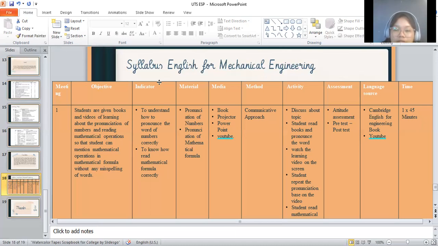And for the activity, the first is to discuss the topic, and then students read books and pronounce the words. After that, watch the learning video on the screen, and then students repeat the pronunciation based on the video. And after that, students try to read mathematical formulas. And for the assessment, the first is attitude assessment, and after that we have pre-test and post-test assessment. And for the language source, we have the Cambridge English for Engineering book and YouTube. And for the time, we have 45 minutes for the one meeting.